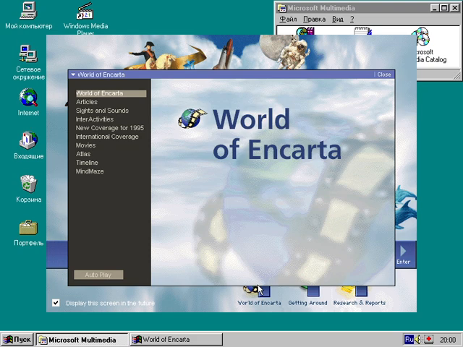Encarta 95 is loaded with comprehensive and current information. Pictures, sounds, movies, and more bring this information to life.